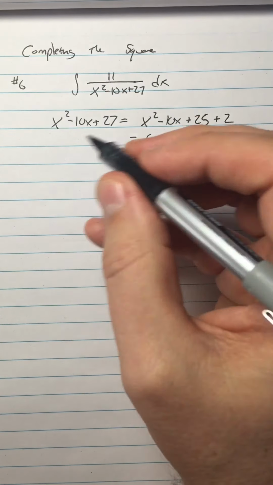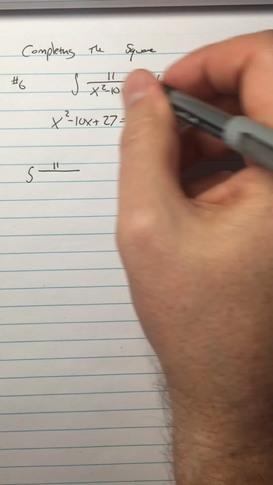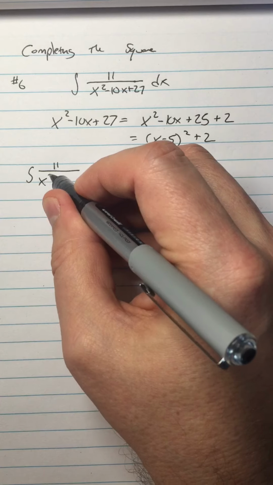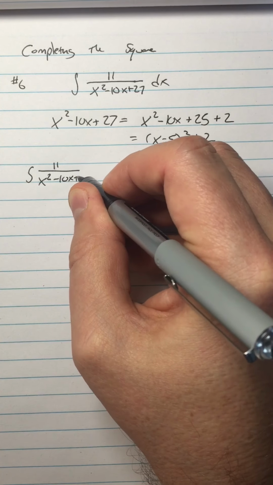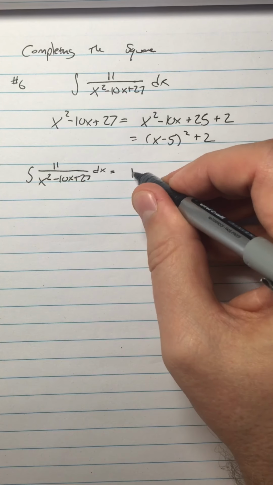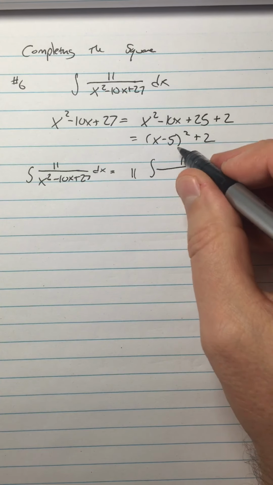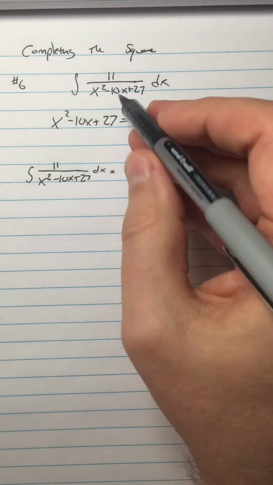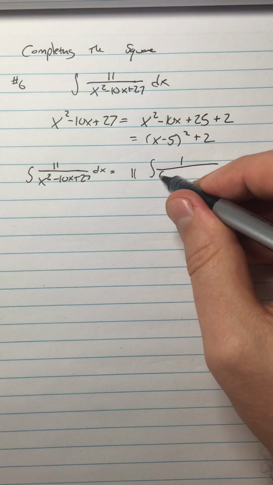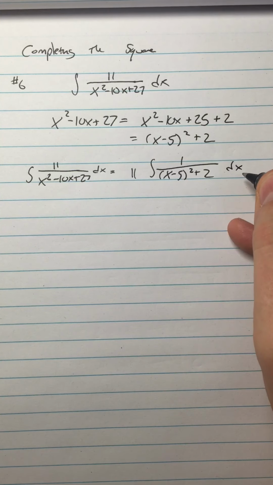So then my integral, 11 over x squared minus 10x plus 27 dx, is equal to... I'll pull out the 11 every time, that's pretty easy to do, over x minus 5 squared plus 2 dx. In other words, it doesn't matter what number's up here, you're just going to pull it out.